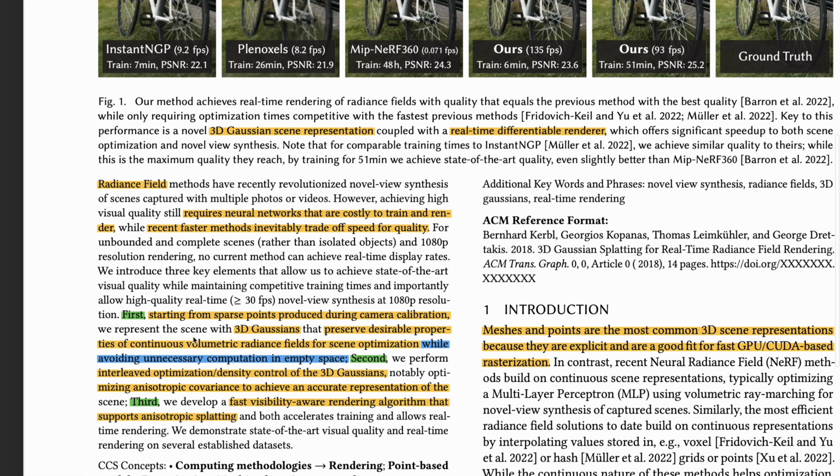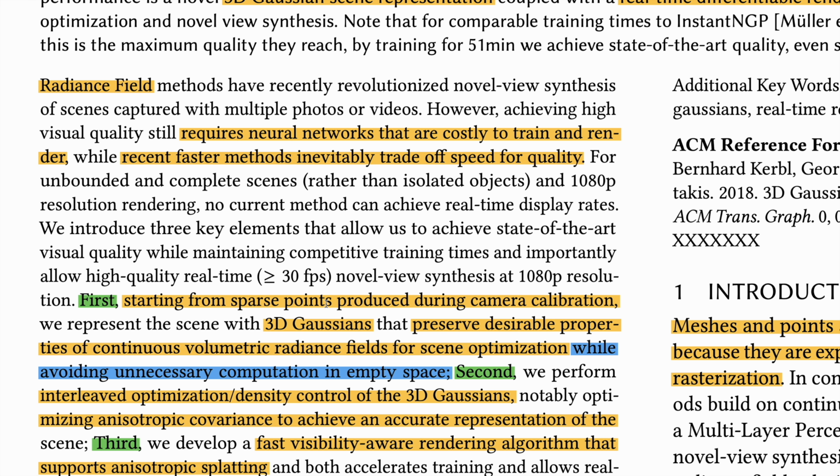Okay, so first thing, they start from sparse point clouds, produced during the camera calibration, usually with COLMAP, or more generally with SfM. So basically, they leverage this point cloud that is extracted during the camera calibration, and they use that as a strong initialization for the Gaussians. At the end of this paper, they do ablations where they compare starting the initialization from the extracted point cloud versus starting from scratch, and we'll see that it makes a big difference. And as we said, it avoids unnecessary computations in empty space.